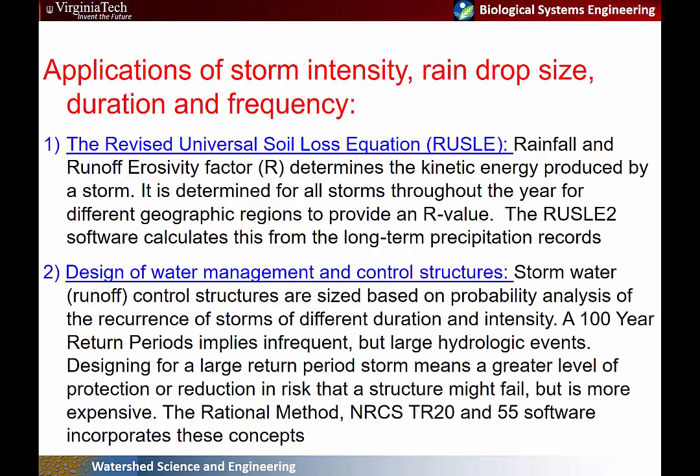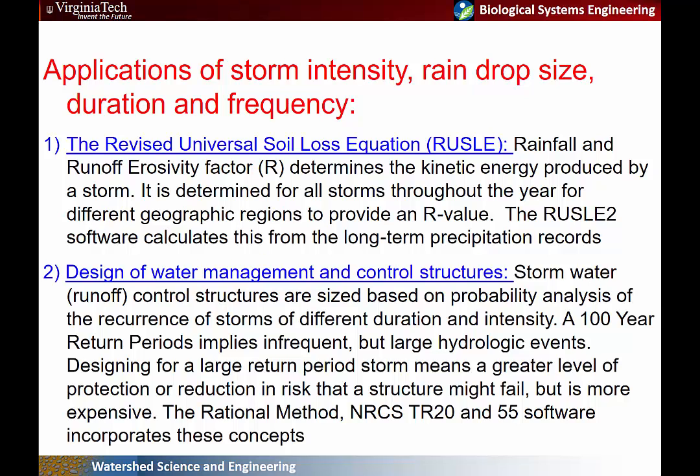So what are some examples of storm intensity and raindrop size and duration frequency? I'm sure some people have used the RUSLE model, the Revised Universal Soil Loss Equation. In this model, there's a factor called R, which is the rainfall and runoff erosivity factor. This determines the kinetic energy produced by a given storm, and it's determined for all storms throughout a year from different geographic regions to calculate that R value.